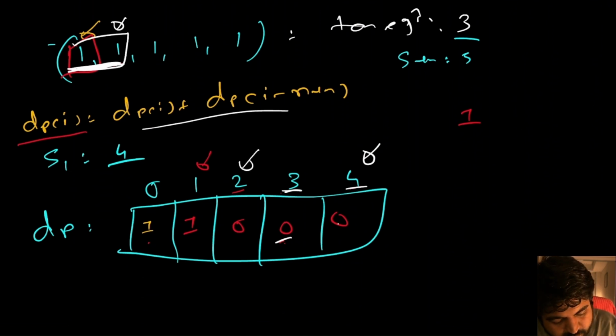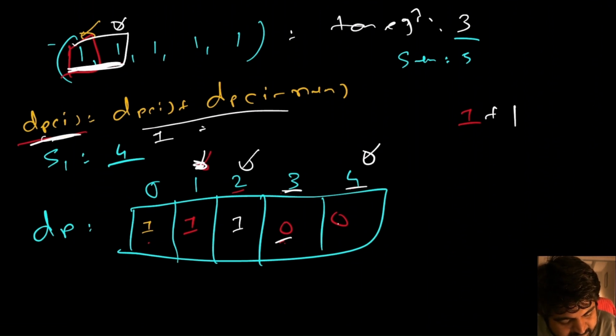But for dp of 2, now this value would become 1 as well. Why? Because now we have one way to generate value number 2, that is by using 1 plus 1. And for dp of 1, this value will become 2. Why? Because remember that we are following this equation, so this is going to become 1 plus dp of I minus num, which is also dp of 0, and that value is also 1, so this value would become 2.